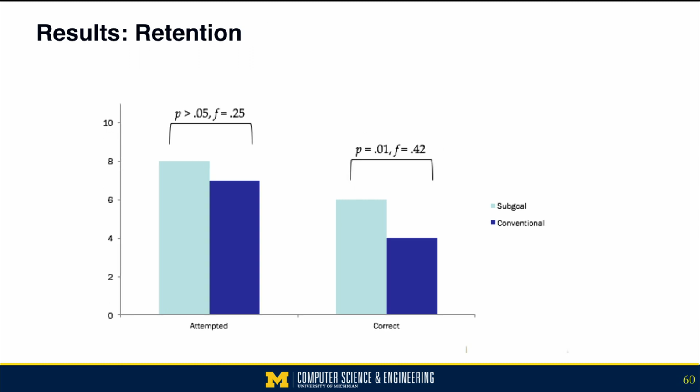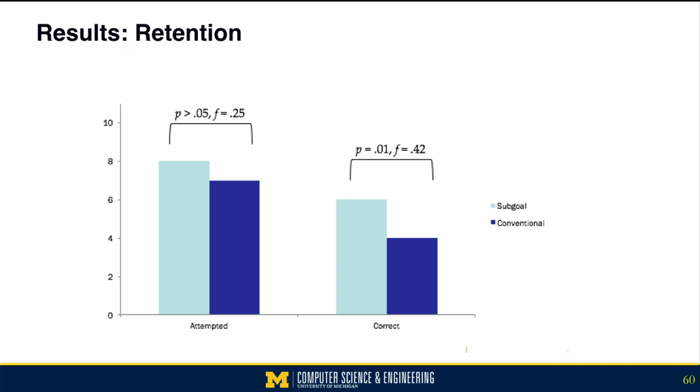There's not a statistically significant difference in the number of steps attempted, but there is in terms of the number that they get correct. And Lauren has said that part of the reason why there's not a statistically significant difference in the number attempted is that folks who didn't get the subgoal labels are kind of thrashing. They're pulling out lots of blocks to try things out because they don't really remember.